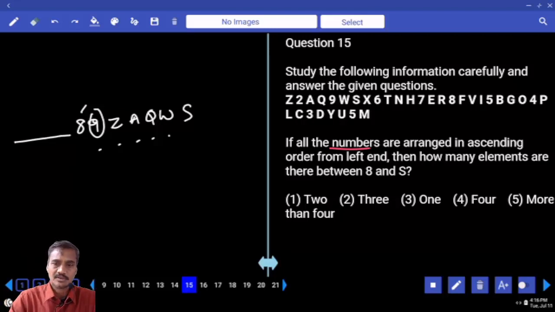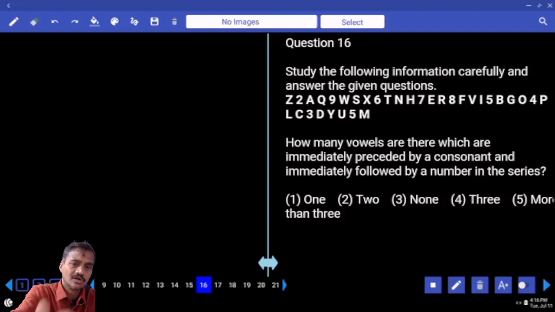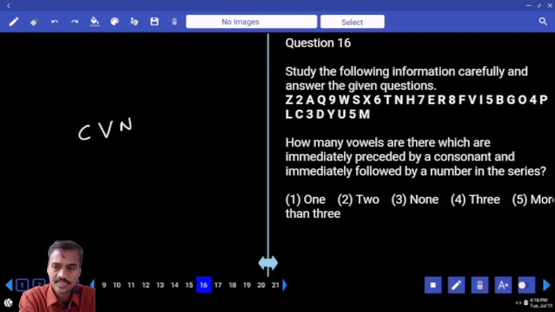Now this is about 15. Now the 16th one. How many vowels are there which are immediately preceded by a consonant and immediately followed by a number? That means consonant, vowel, number.